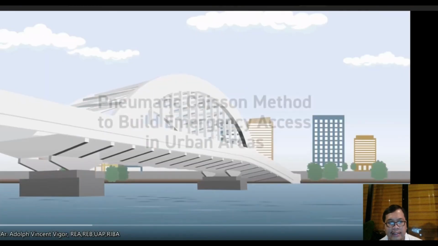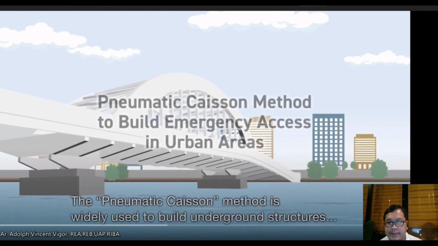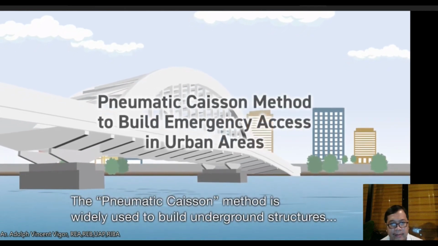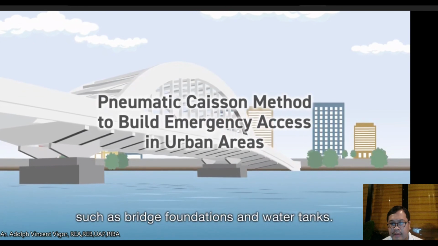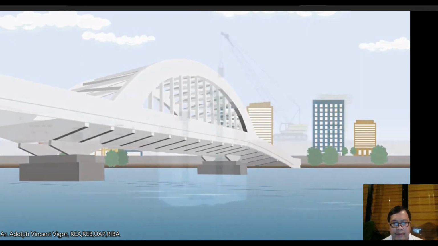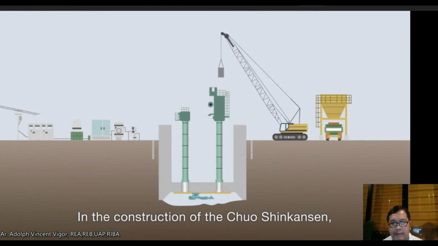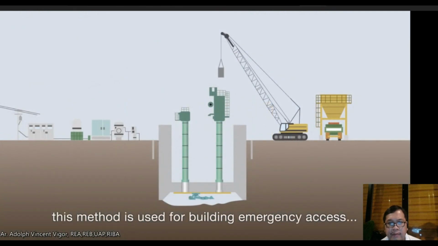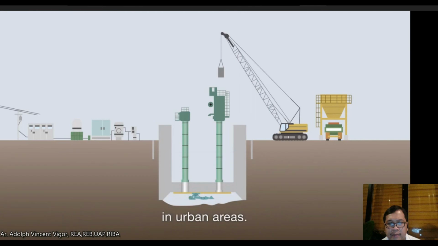Then let's look at another video for caisson. This video is about the pneumatic caisson method to build emergency access in urban areas. The pneumatic caisson method is widely used to build underground structures such as bridge foundations and water tanks. In the construction of the Chuo Shinkansen, this method is used for building emergency access in urban areas.